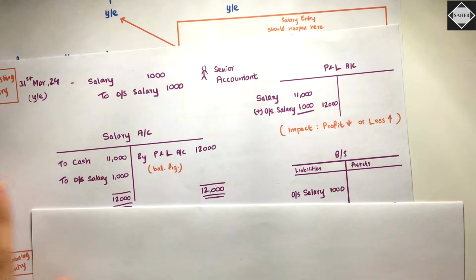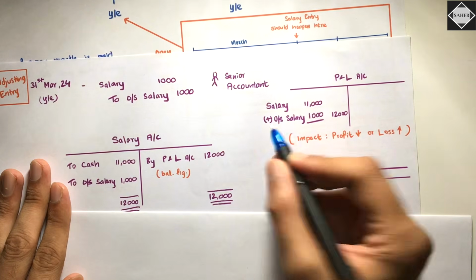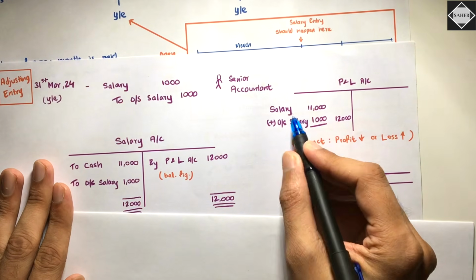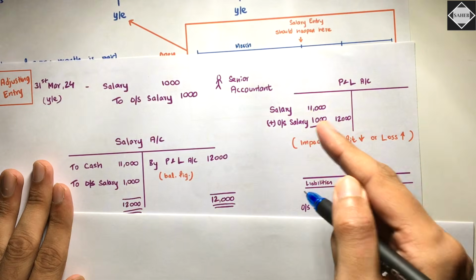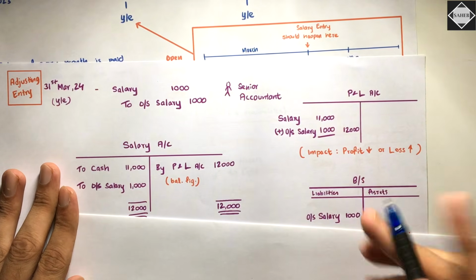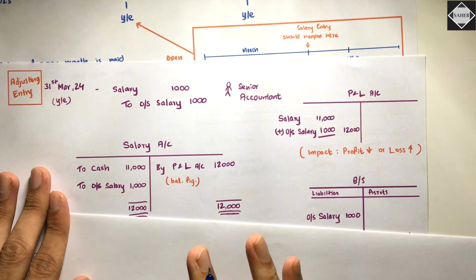Then when we prepare the profit and loss, we take salary 11,000 from the trial balance, and then from additional information, 1,000 outstanding they said, so we add it over here. Why it is added, we have understood just now, to calculate the correct profit. So 11,000 plus 1,000, 12,000. How it is coming, we also understood.